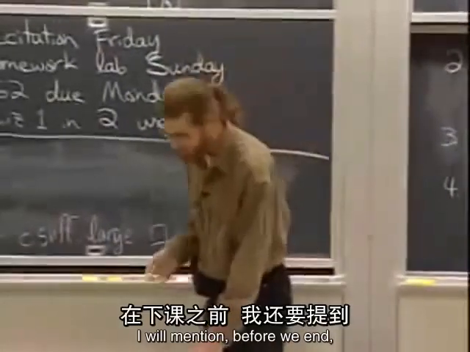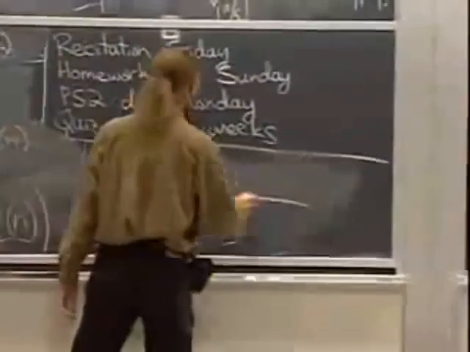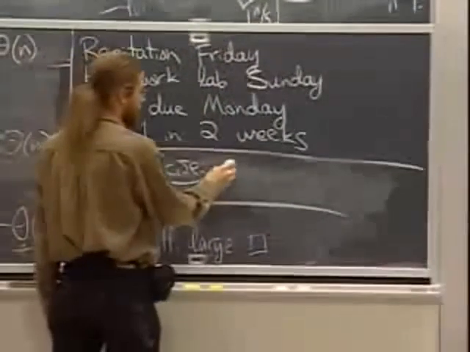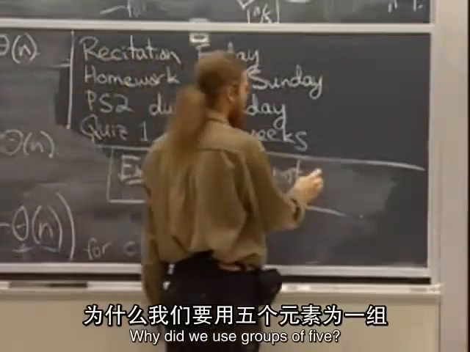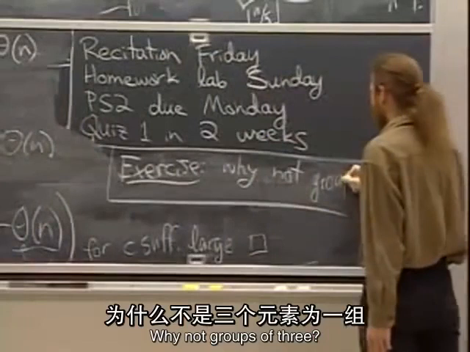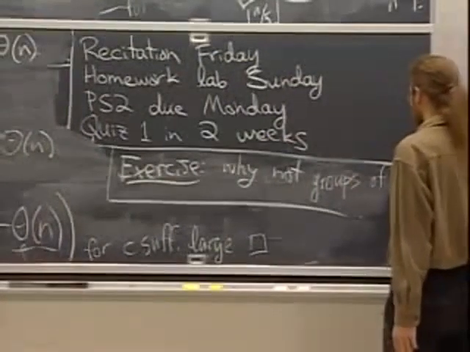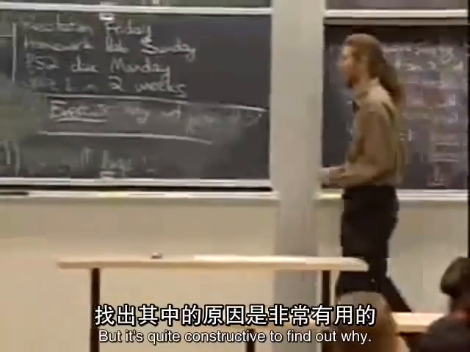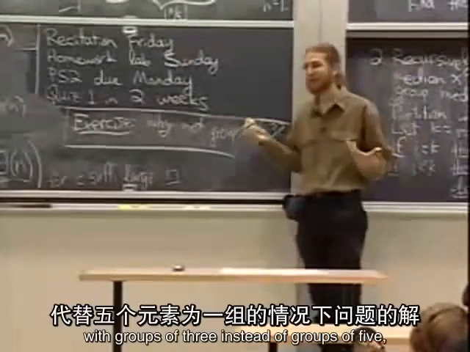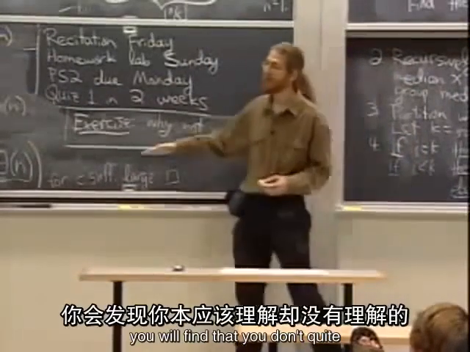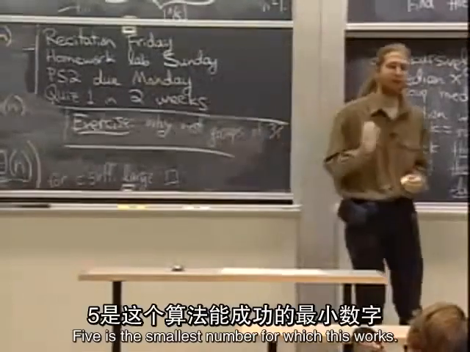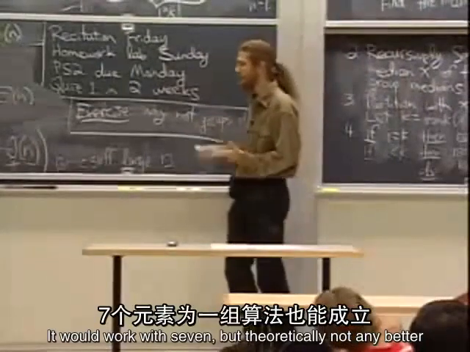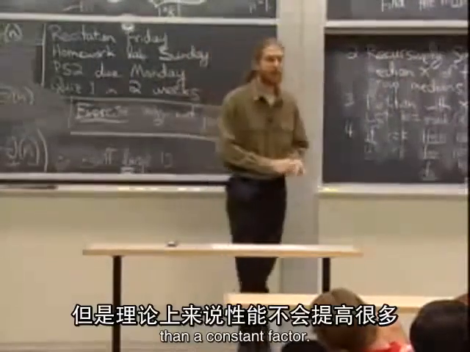I will mention, before we end, an exercise, which is, why did we use groups of 5? Why not groups of 3? As you might guess, the answer is because it doesn't work with groups of 3, but it's quite instructive to find out why. So if you work through this math with groups of 3 instead of groups of 5, you'll find that you don't quite get the problem reduction that you need. 5 is the smallest number for which this works. It would work with 7, but theoretically not any better than a constant factor. Any questions?